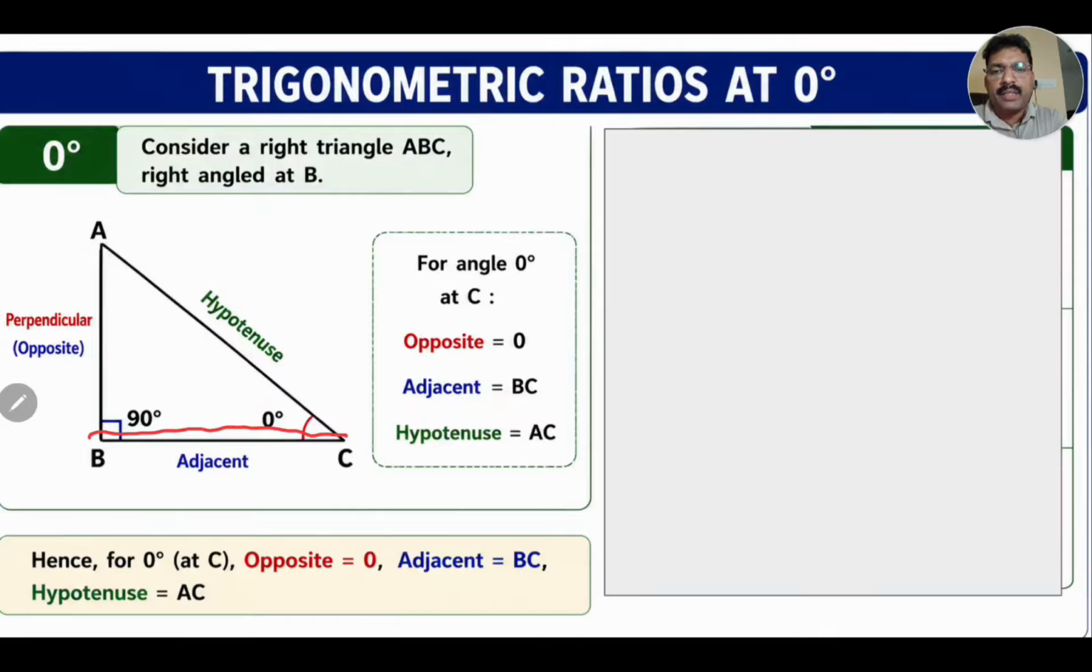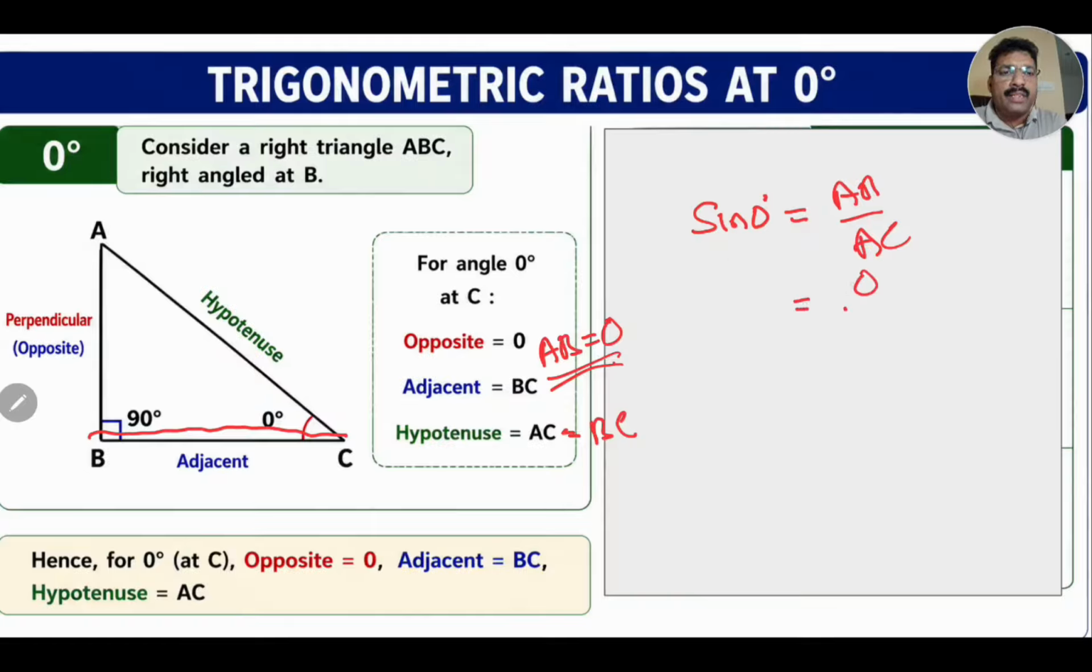So now the opposite side AB will be 0. Opposite side AB is equal to 0. So now sin formula, sin 0 degrees value if you want to find, sin theta is equal to opposite side by hypotenuse, that is AB divided by AC. So AB value what I told here, 0 because of 0 degrees. 0 by AC, that gives 0.